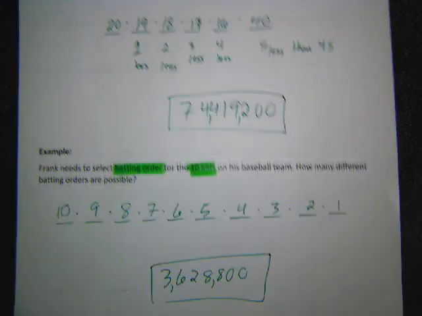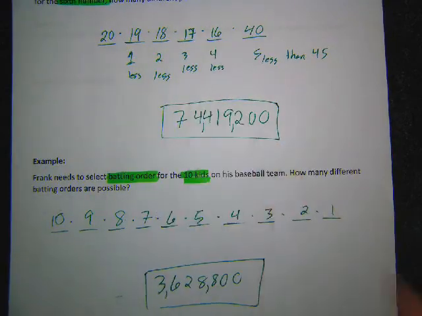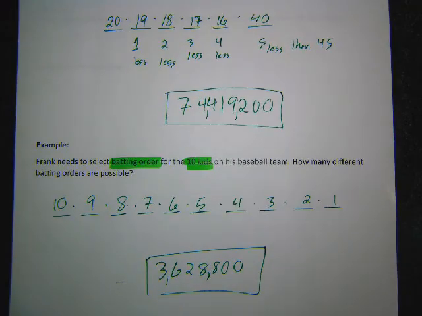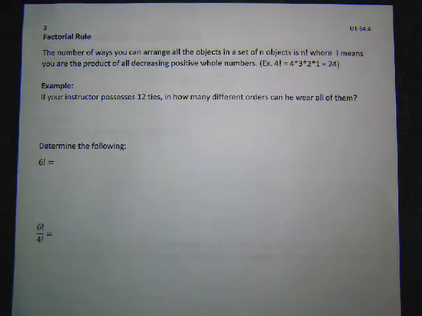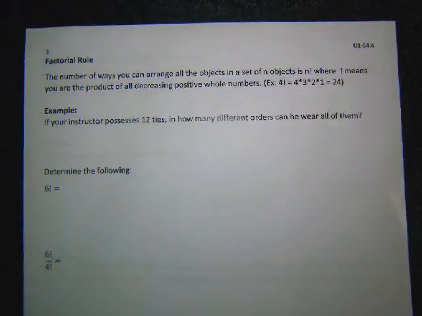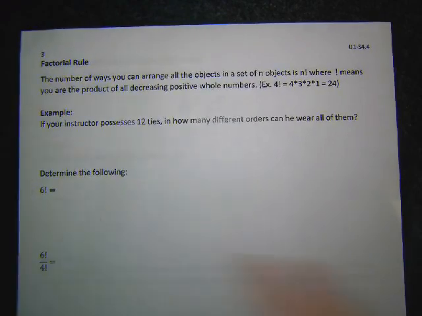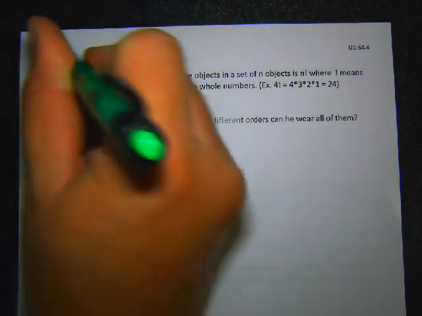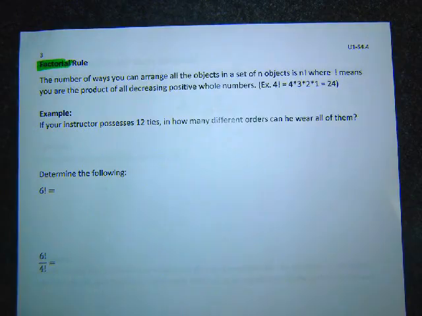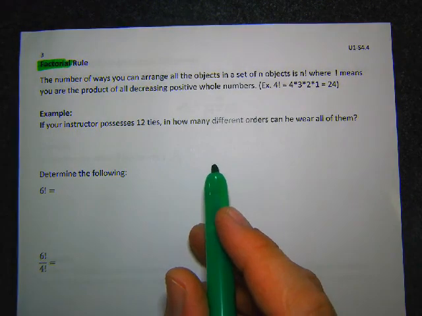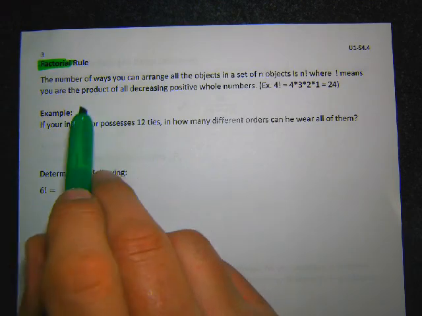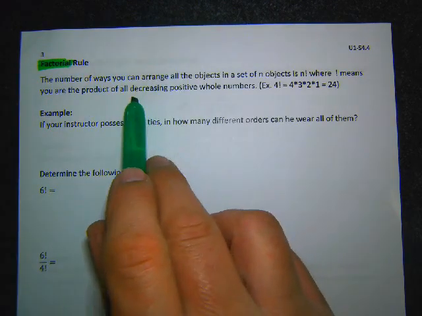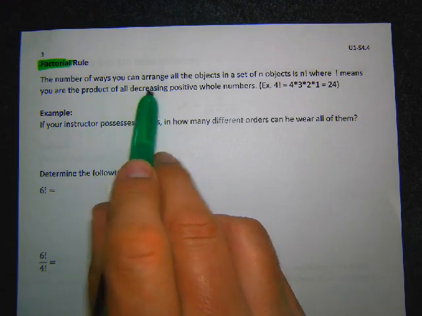Now you probably noticed that we're getting this countdown pattern. This is not unusual. We see this a lot in probability. In fact, we have a way to write this because it's so common. We call this a factorial. A factorial is an important word to know for probability, especially for these counting things we're doing right now. A factorial is when you multiply, you do the product of all decreasing positive whole numbers.